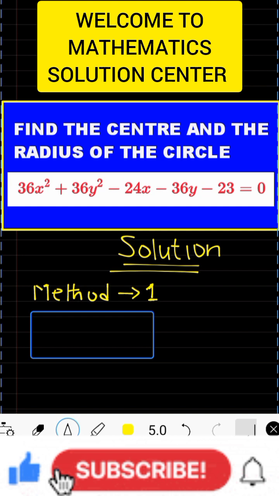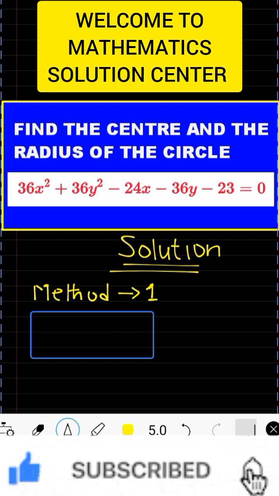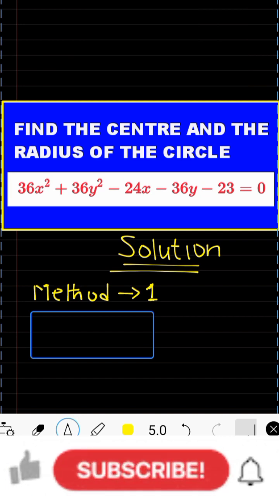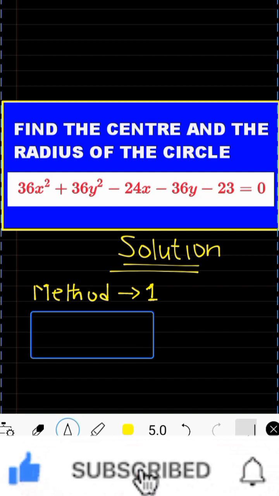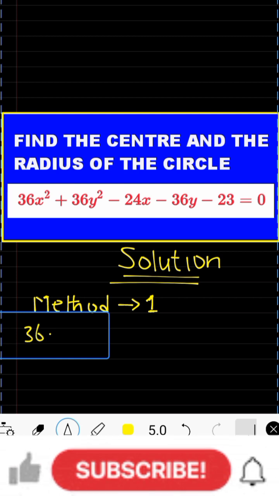Today we are going to be looking at a question that says, find the center and the radius of the circle 36x squared plus 36y squared minus 24x minus 36y minus 23 is equal to 0. We are going to solve this using two methods. So number one method now, the equation given is 36x squared.